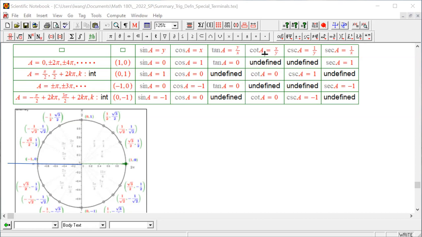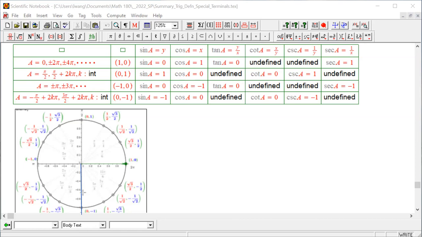So any one of these with y as 0 will be undefined. Secant is -1, okay? We just go by definition, 1 over -1, that's -1. The last special terminal will be here, right? The last special terminal.